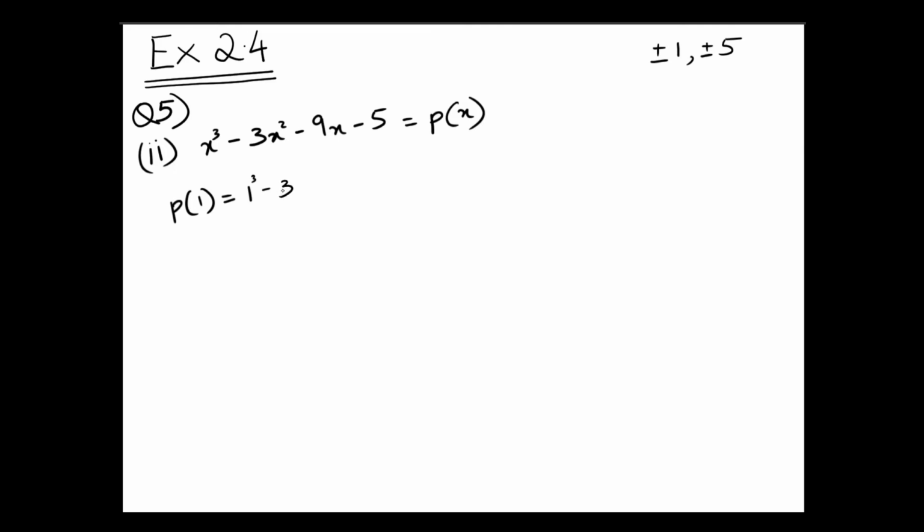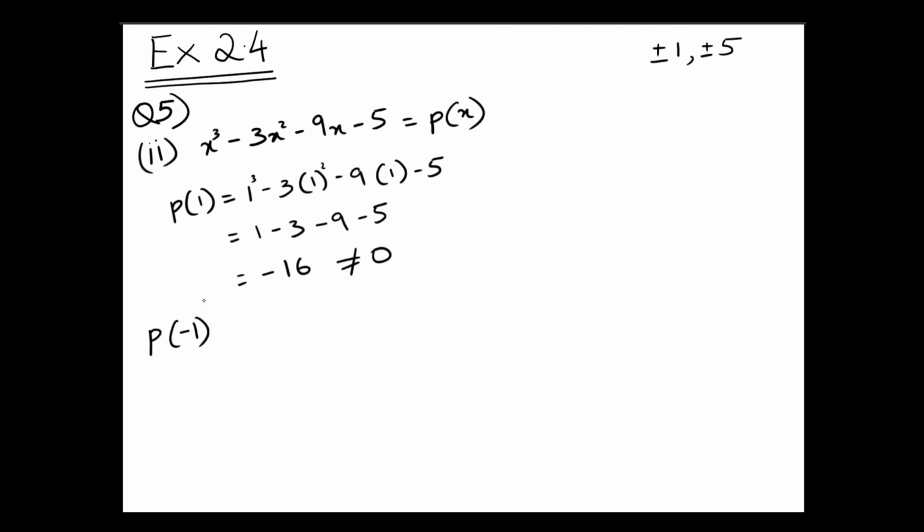This gives me 1 cube minus 3 into 1 square minus 9 into 1 minus 5. This is 1 minus 3 minus 9 minus 5, which will be minus 16. Now since p of 1 is not equal to 0, we know that x minus 1 will not be a factor.